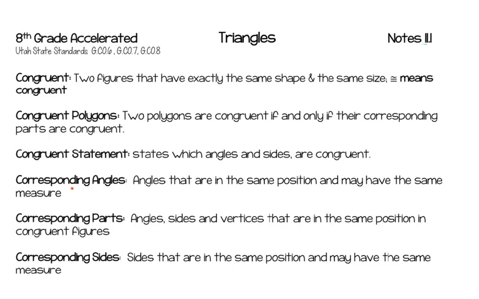Okay, the corresponding angles are the angles that are in the same position and they have the same measure. Now it says may have the same measure. They only have the same measure if you have congruence. So if two polygons are congruent, then they're going to have the same measure. If they're not congruent, then they can still be in the same position or the same area, but they may not have the same measure. Corresponding parts, that's any angles, sides, vertices that are in the same position, and corresponding sides are sides that are in the same position, and again, they may have the same measure, and that's if there is congruence.